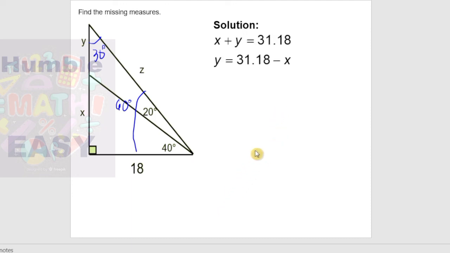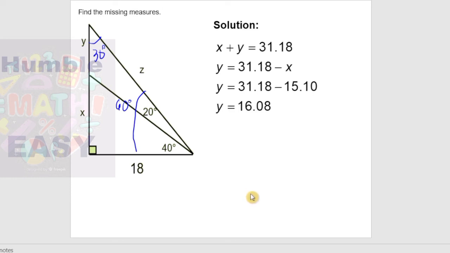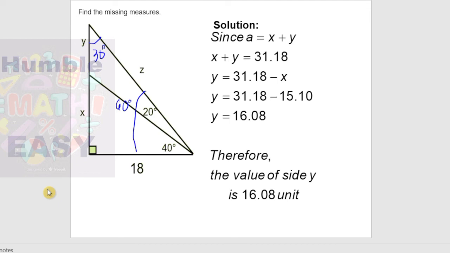So to solve for y, since we already have the value of x, we transpose the x to the right side of the equation, and it became y is equal to 31.18 minus x. Since x has a value of 15.10, y now is equal to 31.18 minus 15.10, and it has an equivalent value of 16.08. The measure of side y is 16.08 units.